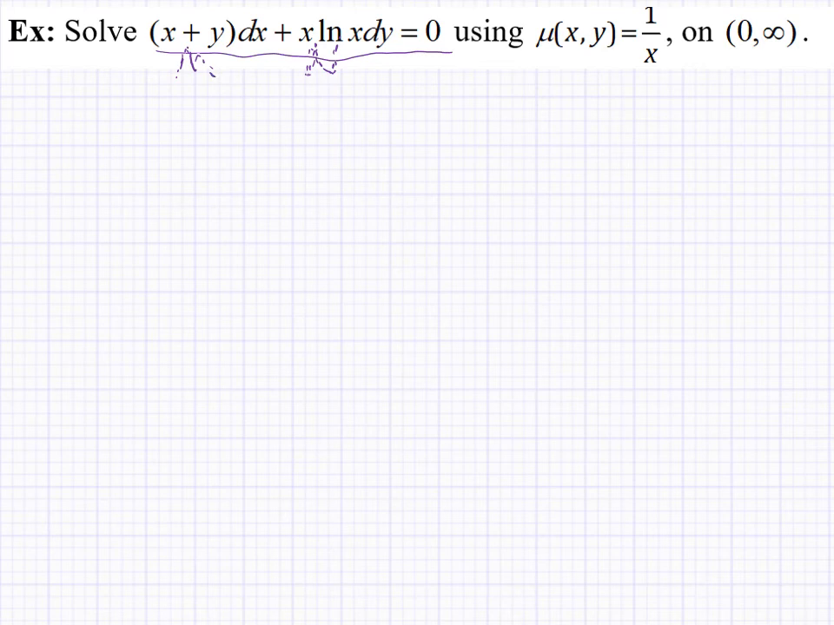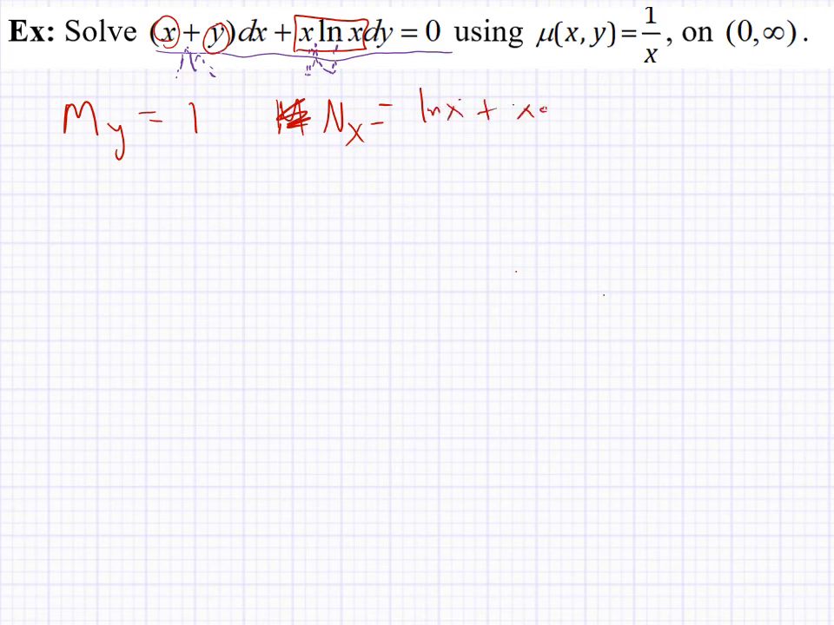And so what we're going to do is say, all right, let's look at the derivative of M with respect to y. What are we going to get? Well, with respect to y, this will be 0 and this will be 1, okay? And then let's look at the derivative of N with respect to x. Well, with respect to x, we're going to need to use the product rule. So the derivative of x with respect to x is 1, so we just have log x, plus x times the derivative of log x with respect to x, which would be 1 over x. So ultimately, this would simplify to be 1, so we'd have log x plus 1.